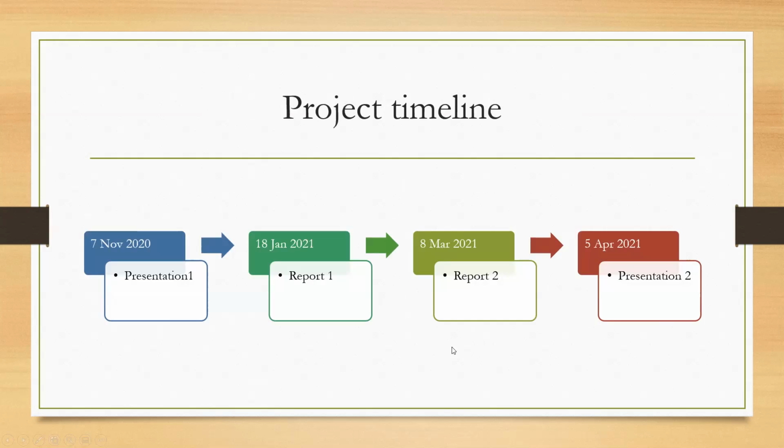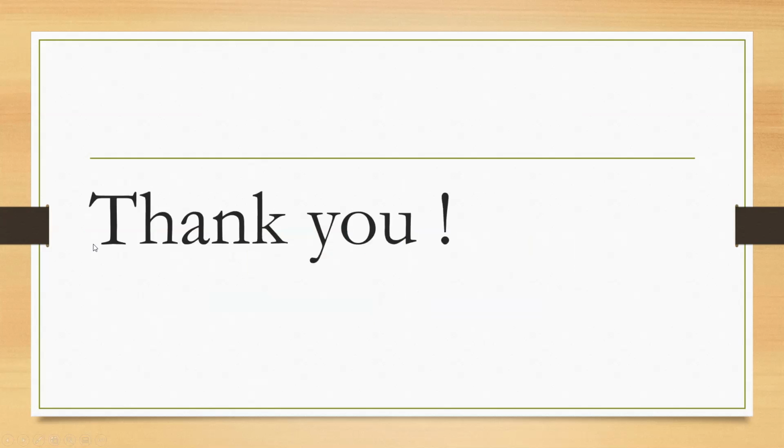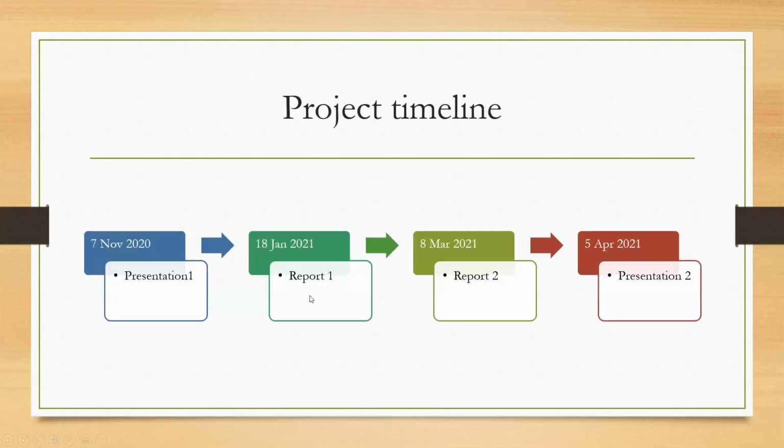And here is a timeline of the project. On the 7th of November, which is the current stage, I'm giving this presentation 1. One month later, on January 18, we'll be handing in project report 1, and two months later report 2, and on the 5th of April will be presentation 2. I've checked all this with my teammates, and this is the schedule that we have to commit to.